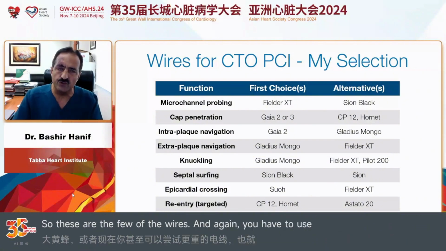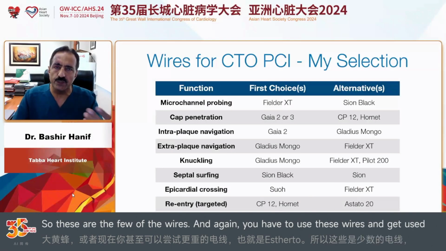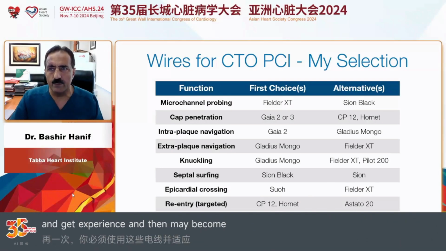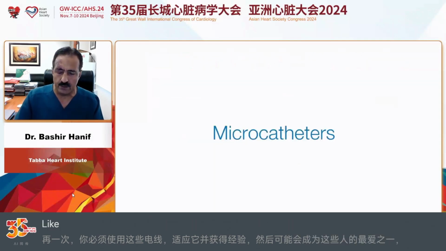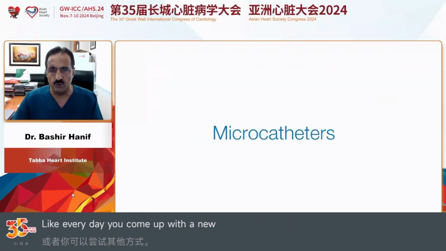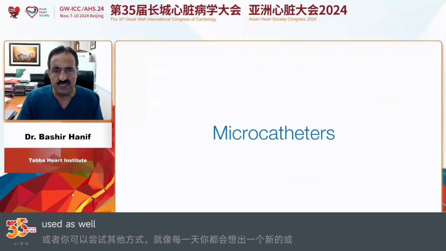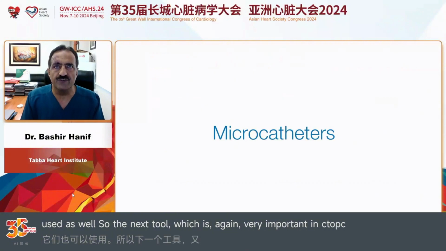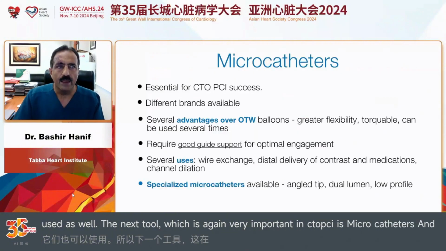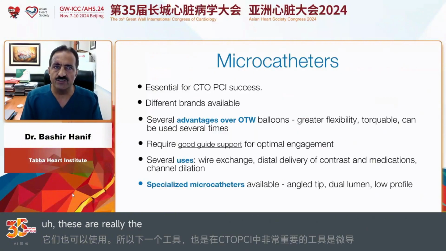And again, you have to use these wires and get used to them and get experience, and then one may become your favorite, or you can try other wires. Every day you come up with newer wires from different companies, and they can be used as well. So the next tool, which is again very important in CTO PCI, is microcatheters. And these are really essential for CTO PCI success.